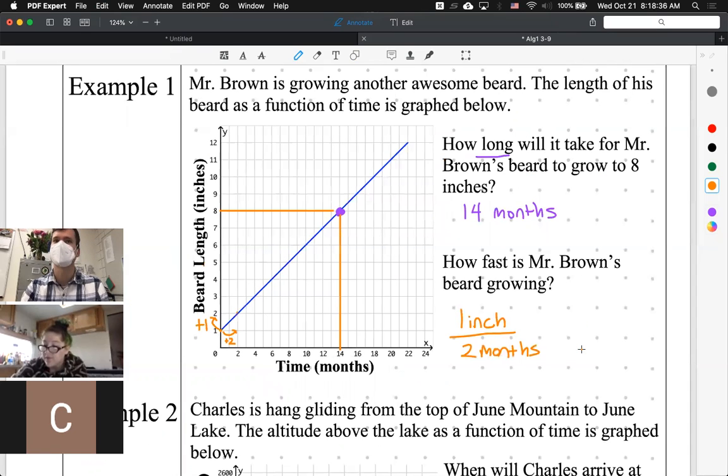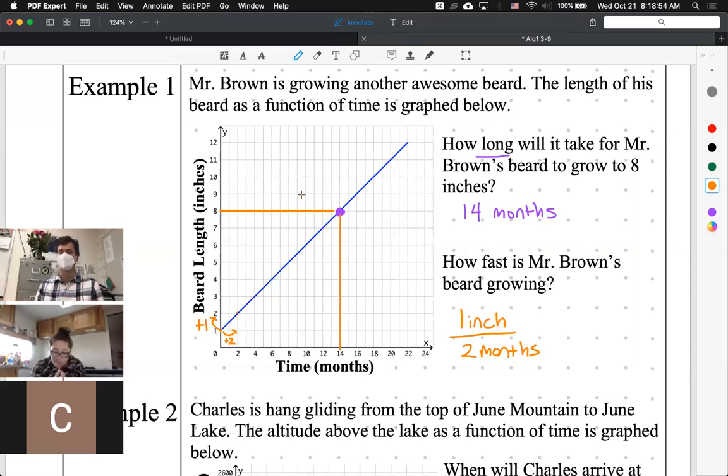And notice that this problem doesn't say how many inches does Mr. Brown's beard grow per 1 month? It didn't say that. It just said how fast. And this is a speed, 1 inch per 2 months. It's a very slow speed because hair growth, but that's the answer. We don't need to do anything else to it.